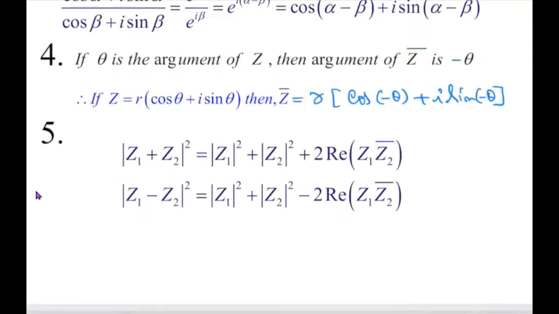Now, two more important results. The square of modulus of (z1 plus z2) is modulus z1 squared plus modulus z2 squared plus 2 times the real part of z1 into z2 bar. Here z1 and z2 are any two complex numbers. So here the modulus of (z1 minus z2) whole square becomes modulus z1 squared plus modulus z2 squared minus 2 times the real part of the product z1 into z2 bar.